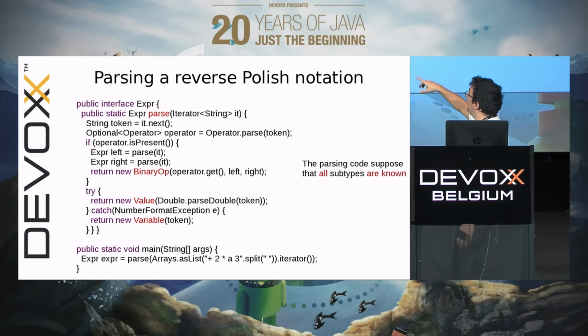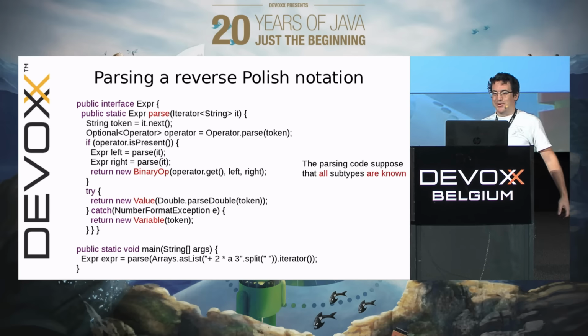It's something that says, I will try this one. Oh, it doesn't work. I will try the next one. Oh, it doesn't work. Chain of responsibility, exactly. Thank you. Whew.